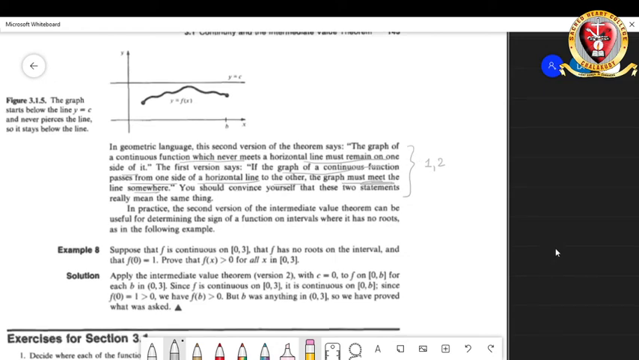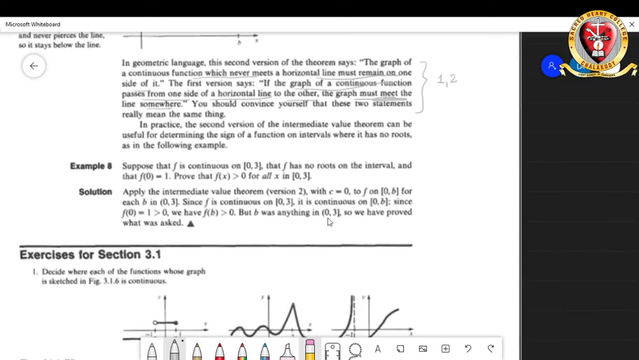And example 8 asks us to prove something. Suppose f is continuous on closed interval 0, 3 and f has no roots on the interval and that f of 0 is equal to 1, prove that f of x is strictly greater than 0 for all x in closed interval 0, 3. So here we are using the intermediate value theorem version 2.